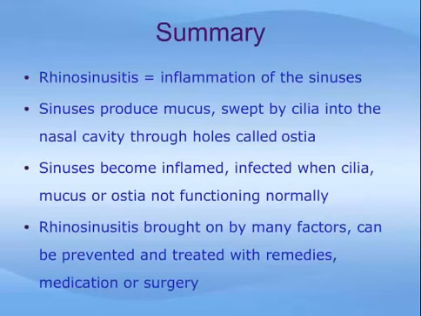To summarize, rhinosinusitis is the inflammation of the sinuses, the 4 pairs of air cavities in the bones of the face and skull. The sinuses produce mucus, which is swept by cilia into the nasal cavity through holes called ostia. The sinuses can become inflamed and infected when the functioning of the cilia, mucus, or ostia is compromised. Rhinosinusitis can be brought on by many factors and may result in significant discomfort, but is somewhat preventable and is treated by remedy, medication, and surgery.